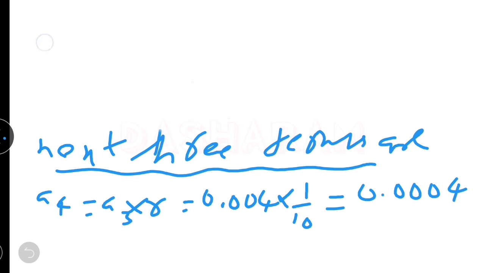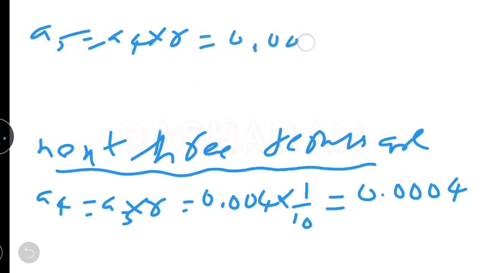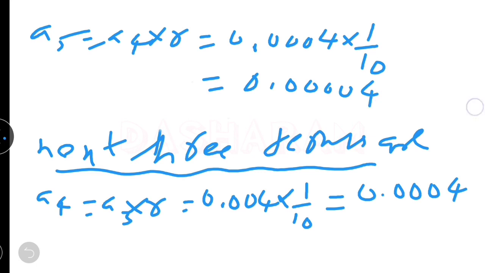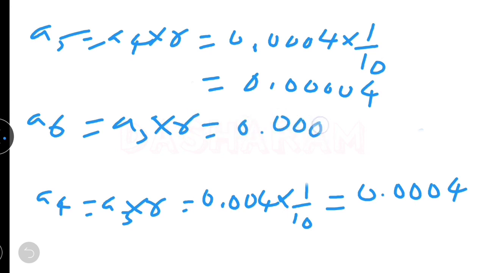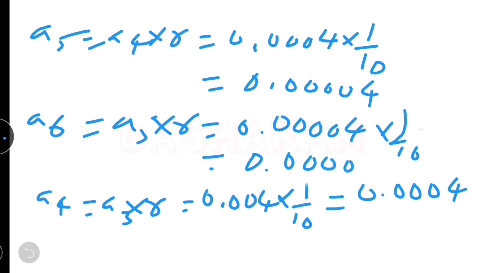Next, A5. A5 equals A4 into R. A4 is 0.0004 into 1 by 10, which equals 0.00004. Next, A6 equals A5 into R. A5 is 0.00004 into 1 by 10. So these are the next 3 terms.